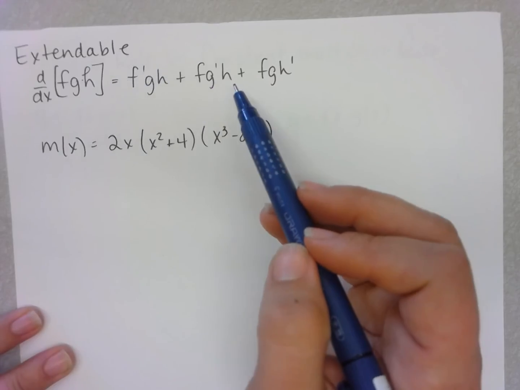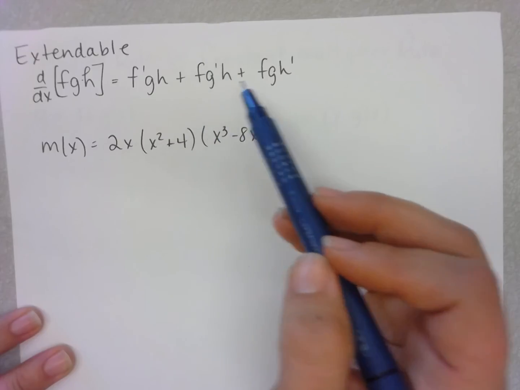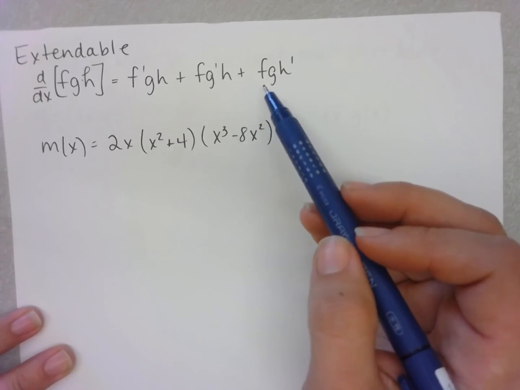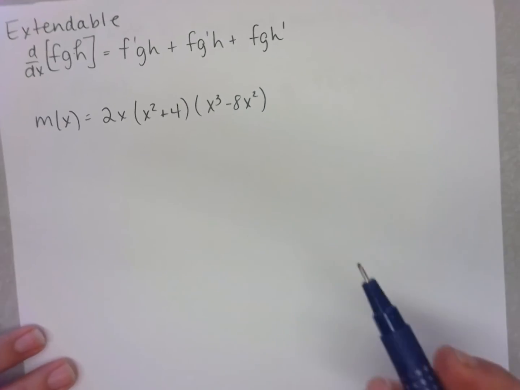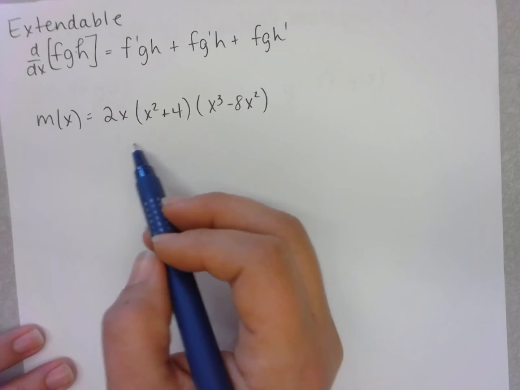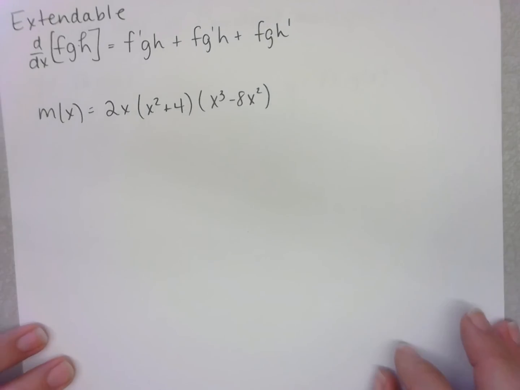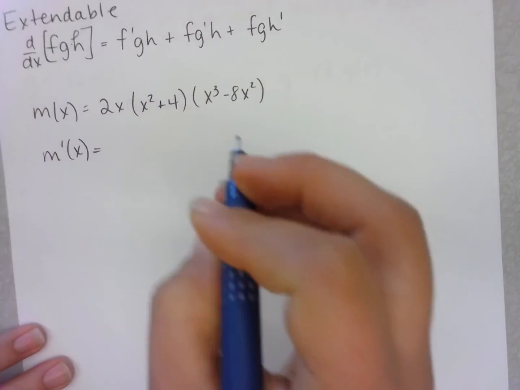Then I have f and h being constant, g being the derivative piece, and then for the last term I have f and g being constant, h being the derivative. So I can extend it. Again, I could do all of these things without actually using the product rule. I could just multiply these all out and use the power rule. But let's just use it once.